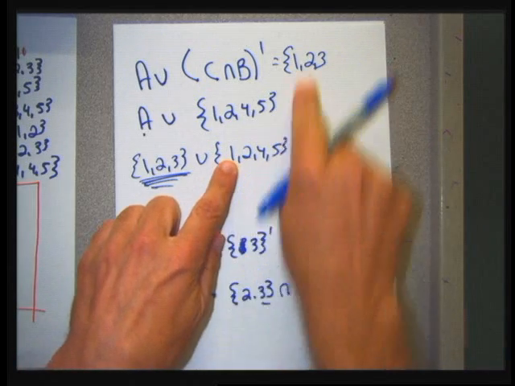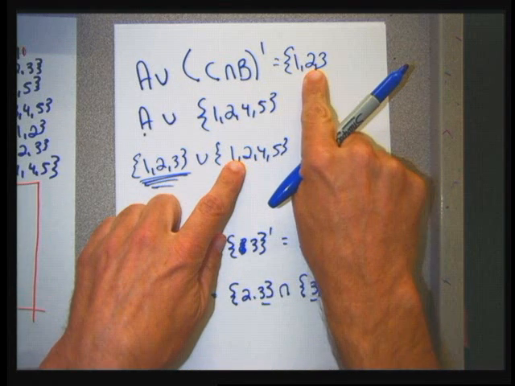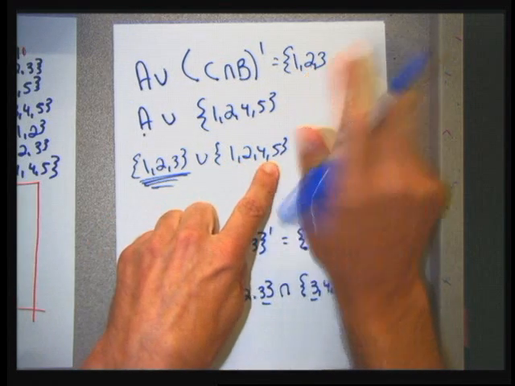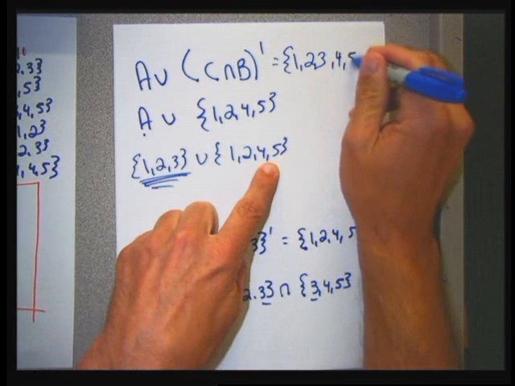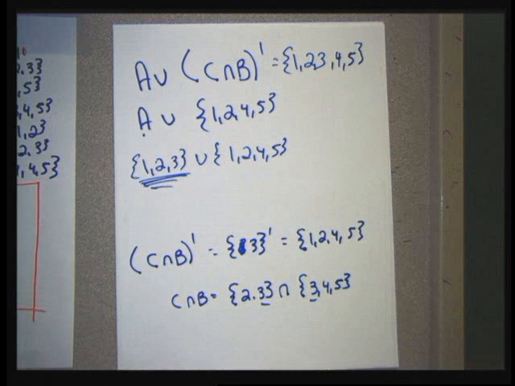The second set has the 1, I've included it, I don't need it again. The second set has a 2, I have included it, I don't need it again. The second set has a 4 and a 5, which I haven't included, so I need to add those. All 3 of these answers for this problem is 1, 2, 3, 4, and 5. That's not going to be the case always, but it is here. When we get to the homework problems, guaranteed that's not going to be the case.